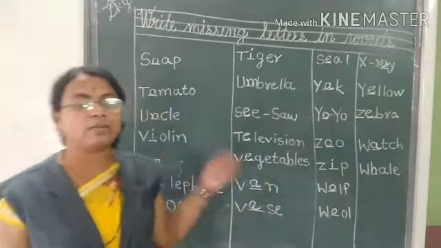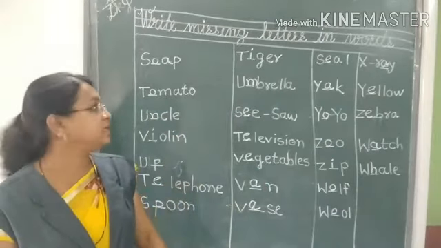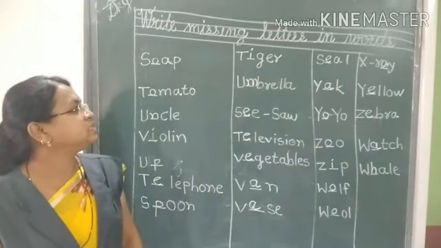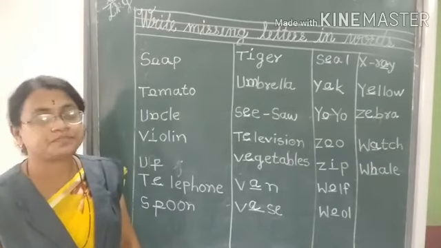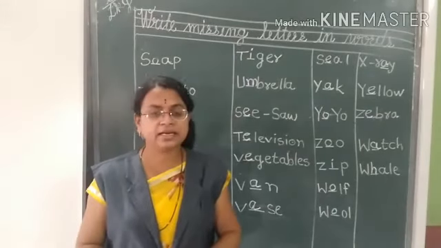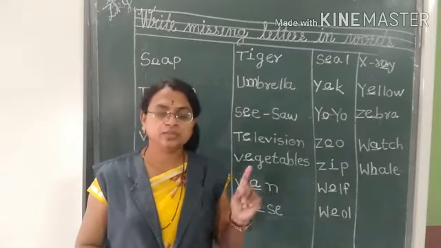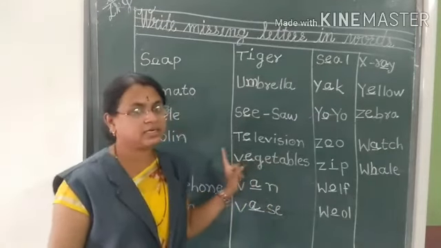This is the spelling of S to Z letters. And you understand, write the missing letter. In words, you have to write the missing letter. How do you write it? You have to memorize the spelling, only then can you write the missing letter.